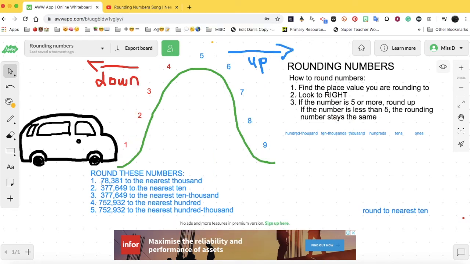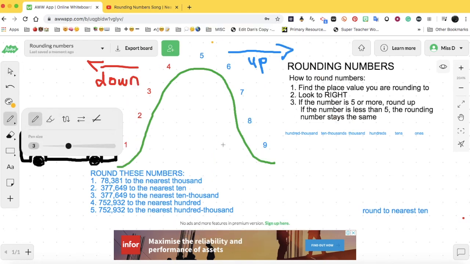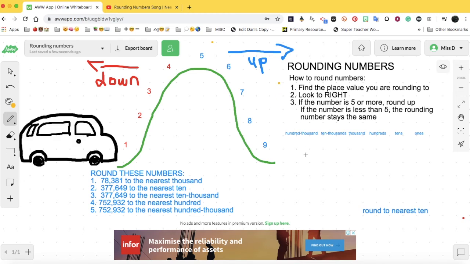Alrighty, first problem is this number here. I really hope you can now pronounce those numbers, say them out loud. We've got 7, 8, 3, 8, 1. So the way we say this number is 78,381. And the first step is we are rounding it to the nearest 1,000.